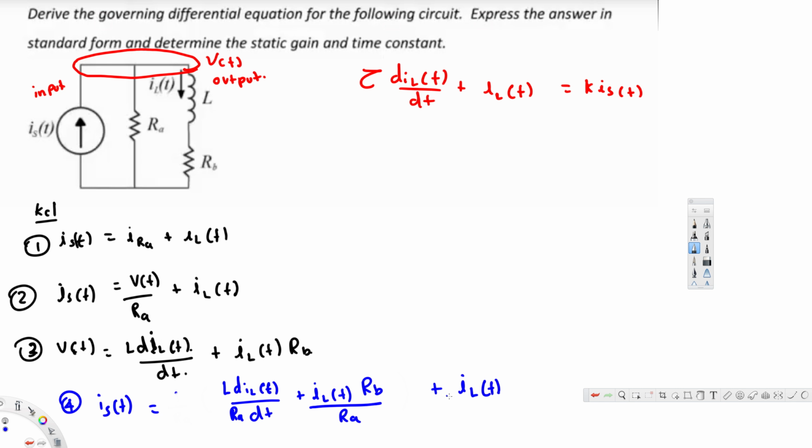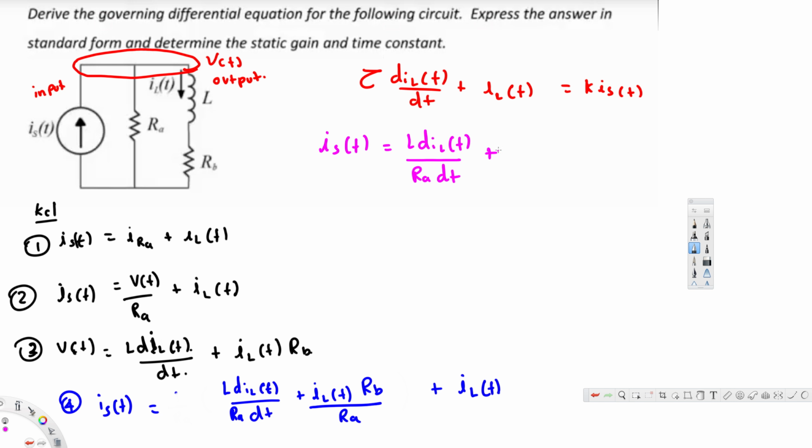Here we have two IL of t's. We can combine these two together, right? So let's do that one first. So this is going to be Is of t equals L dIL of t divided by RA dt, and then here we have two IL of t.